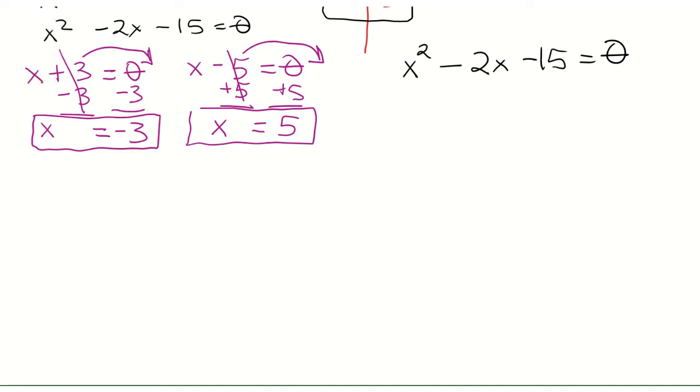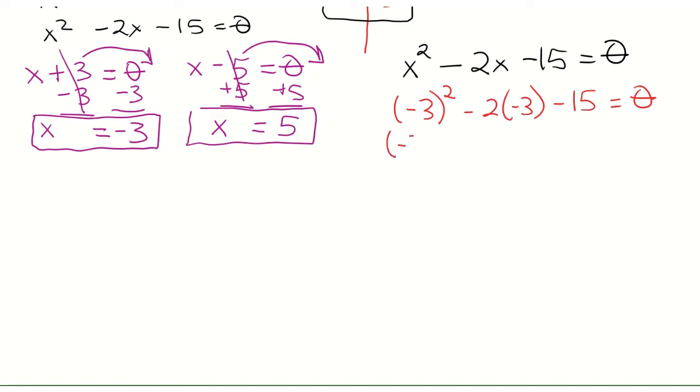So let's start with our first one, x equals minus 3. Everywhere I have an x, I'm going to plug in a minus 3. And I'm going to see if when I add everything together, that's going to give me 0. So that's going to give me minus 3 squared, which is going to give me a 9.